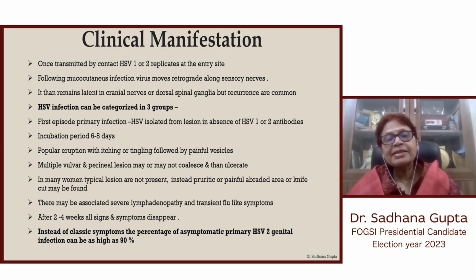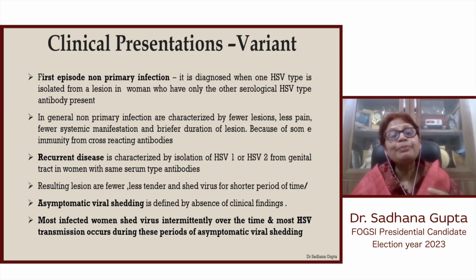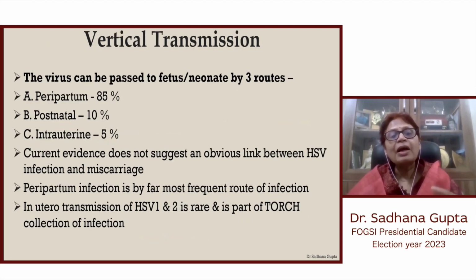So we have a classical clinical picture, but many times the patient comes in with a non-classical picture. The woman can have an asymptomatic primary HSV2 genital infection, and it can be of very high incidence. The first episode, non-primary infection is most dangerous. Recurrent disease can be milder, though they can be shedding the virus. Most infected women shed virus intermittently over time, and most HSV transmission occurs during these periods of asymptomatic viral shedding. So with couple counseling and safe sexual practice, when we get the result, it is not only about treating, but also about counseling.